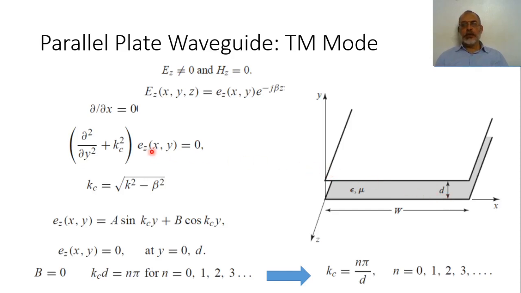So, in this case, the wave equation, which was partial squared by partial x squared plus partial squared by partial y squared plus kc squared Ez equals 0, the derivative with respect to x would be 0. So the wave equation would be reduced to partial squared by partial y squared plus kc squared Ez equals 0, where kc equals the square root of k squared minus beta squared.